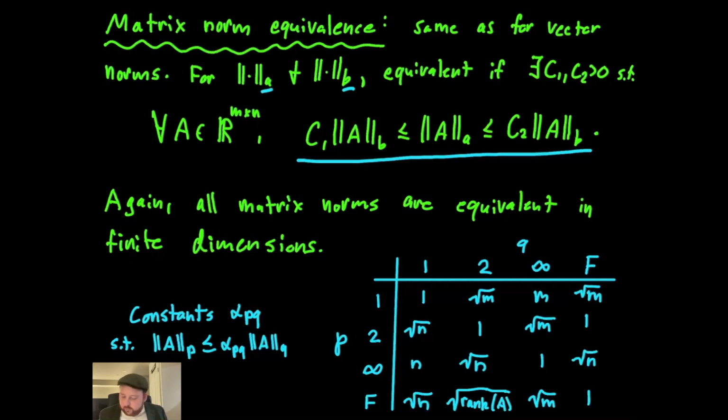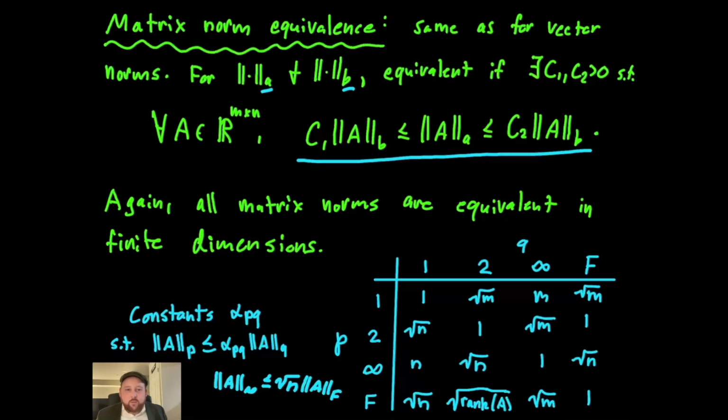So how would I read this? Say I take the infinity norm of A. Here P is equal to infinity, and say I want to bound it in terms of the Frobenius norm. This would mean that this is less than or equal to, so I look at the column for F, with P equal to infinity and Q equal to F. This would be the square root of n times the Frobenius norm of A.